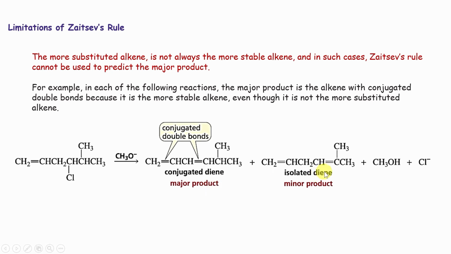The isolated diene is more substituted. This double bonded carbon contains two methyl groups and this double bonded carbon contains this alkyl group. Even though it is obtained as the minor product, the conjugated diene is obtained as the major product. It is because this conjugated diene is more stable than this isolated diene, and hence even though it is less substituted, the conjugated diene is obtained as the major product. In such cases the Zaitsev rule is not valid.